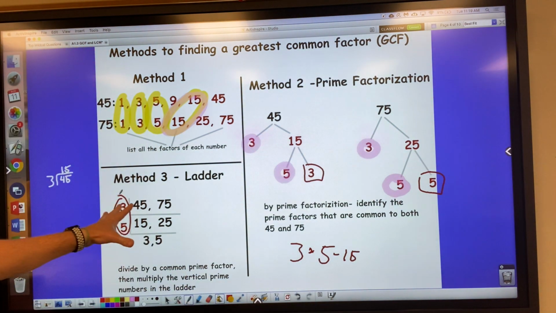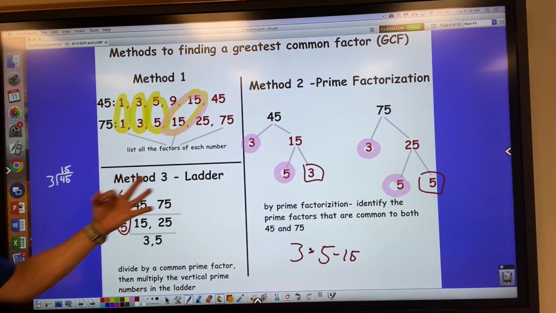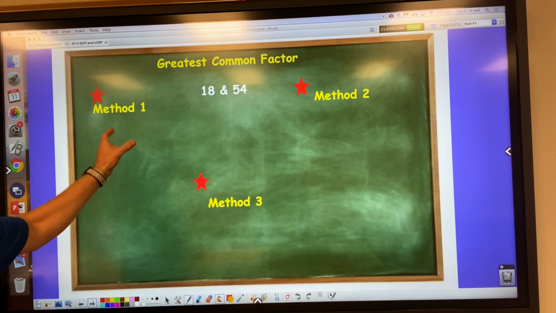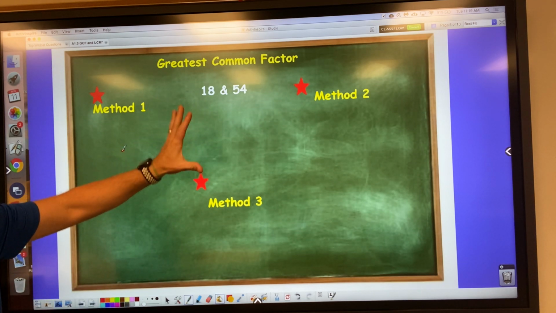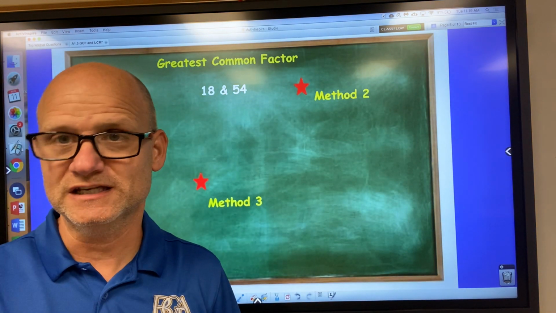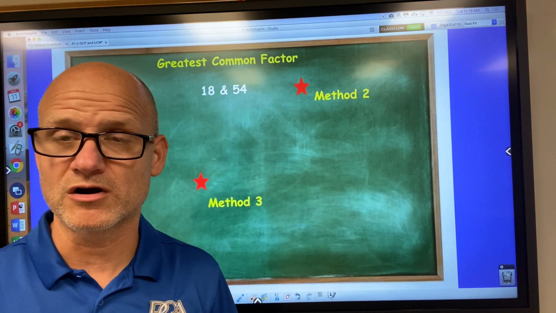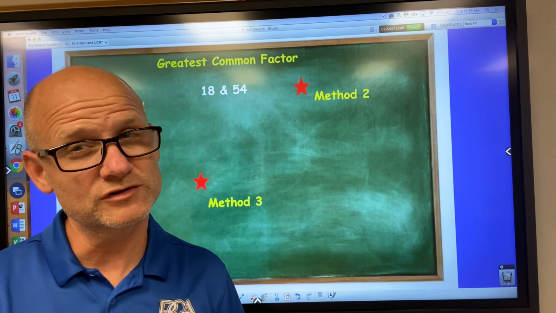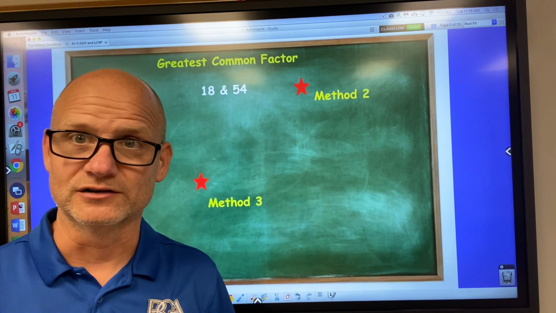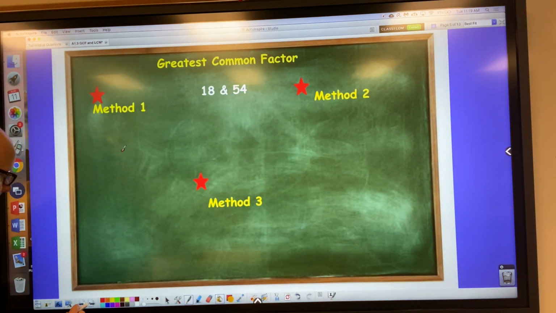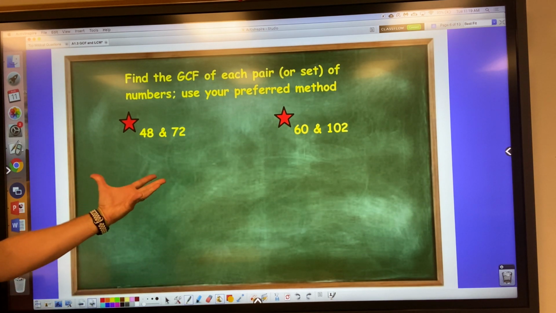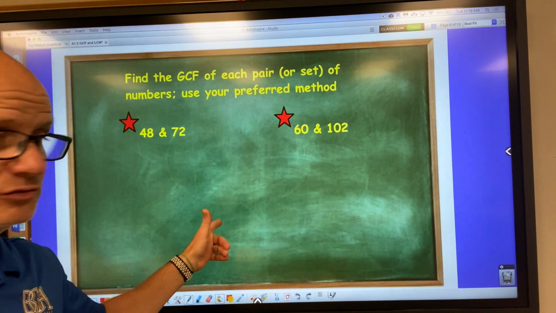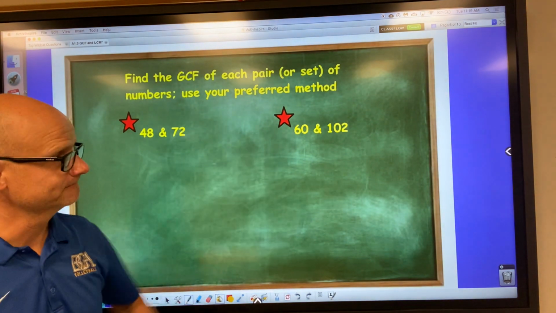Okay, so look at this, because here's what I want you to do. There's 3 methods here. What I'd like for you to do is use each method and find the greatest common factor of 18 and 54. Use each. And then what we're going to do is discuss tomorrow, which method did you like? Did you like the method that I used growing up? Or did you like the Christmas tree method? Or did you like ladder? Okay? And then what I want you to do is whichever method you preferred, use that method and find the greatest common factor of these two pairs, these two sets of numbers here.